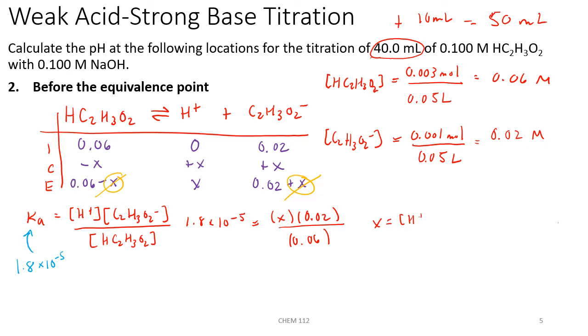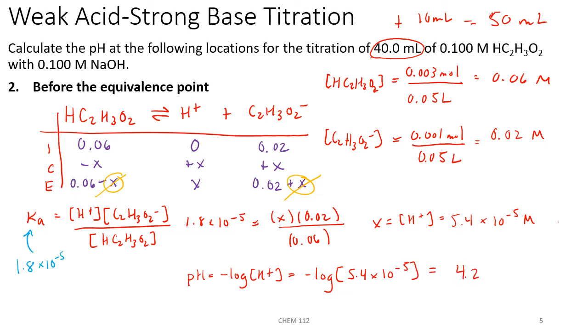X, or our hydrogen ion concentration, should come out to being 5.4 times 10 to the negative fifth molar. And from here, we can take the negative log of that value in order to get at the pH. So negative log of 5.4 times 10 to the minus fifth gives us a pH of about 4.27 after 10 milliliters of our sodium hydroxide have been added.